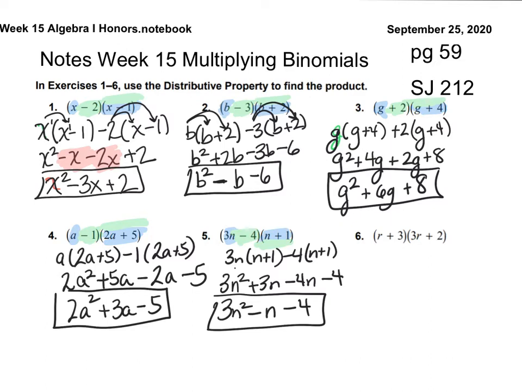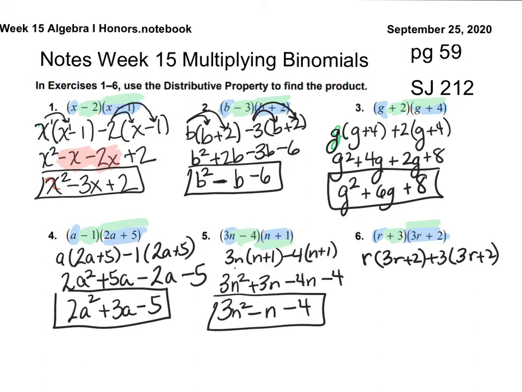And now I'm going to distribute r to 3r plus 2, and I'm going to distribute positive 3 to 3r plus 2. R times the quantity 3r plus 2 plus 3 times the quantity 3r plus 2.